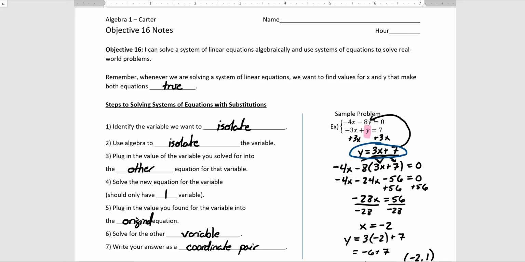Yes! Welcome to the final portion of our Objective 16. Now, Objective 16, remember, says I can solve a system of linear equations algebraically and use systems of equations to solve real-world problems. Today, we're going to focus on those real-world problems.